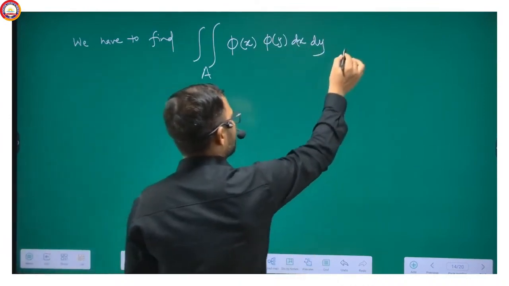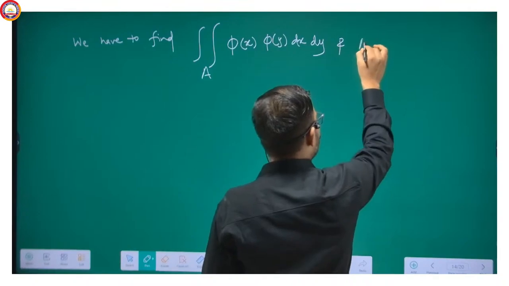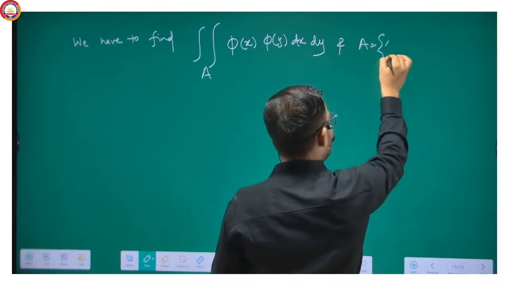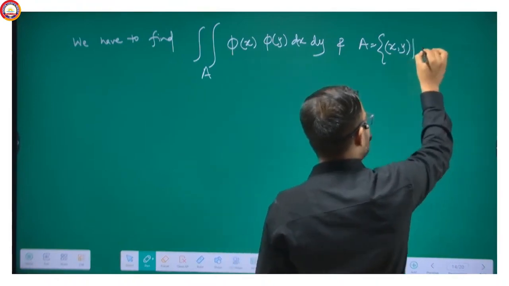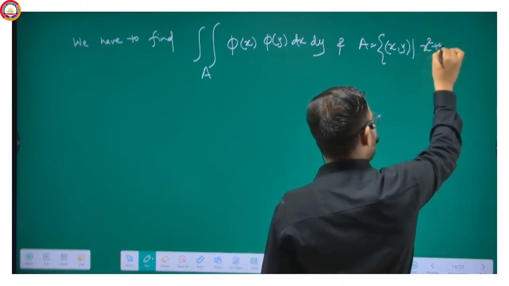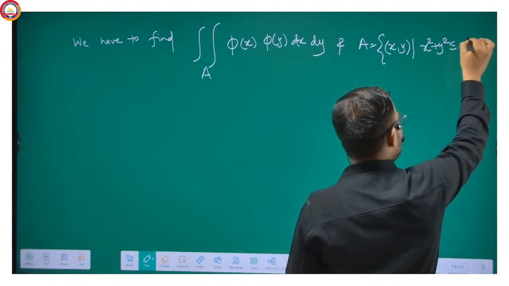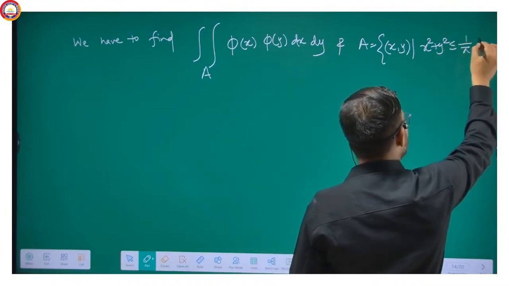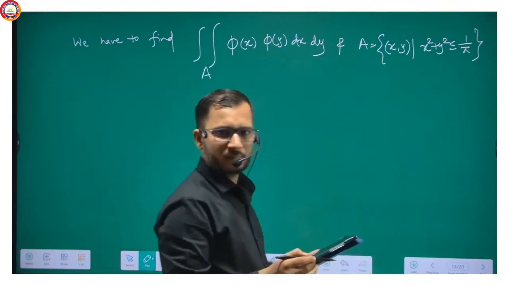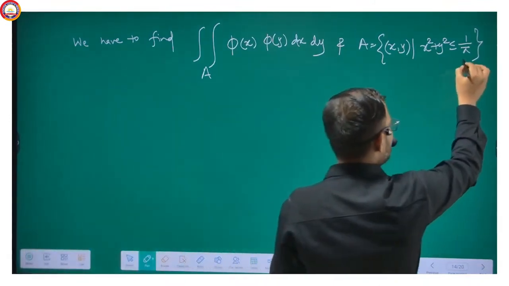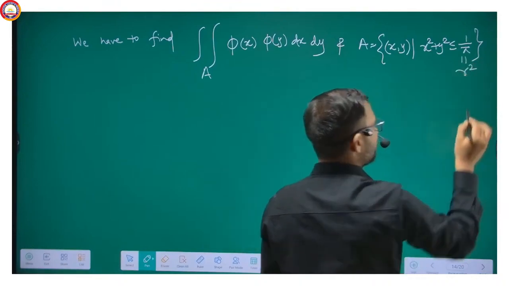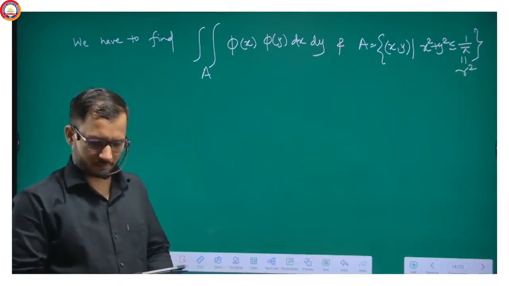And A is equal to the set of coordinate points (x, y) such that x squared plus y squared is less than or equal to 1 upon pi. Isn't it? 1 upon pi, that is r squared. And yes, you can say it r squared as well. Don't worry about it. Clear? Okay.